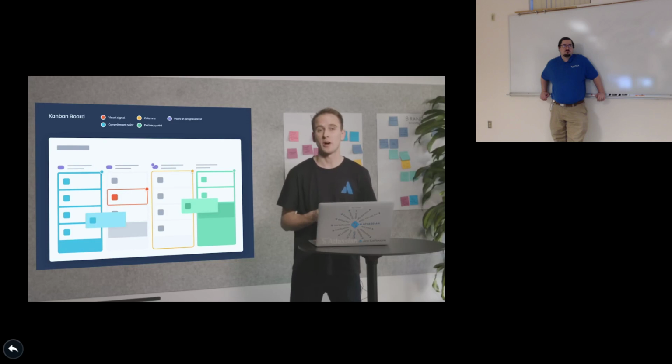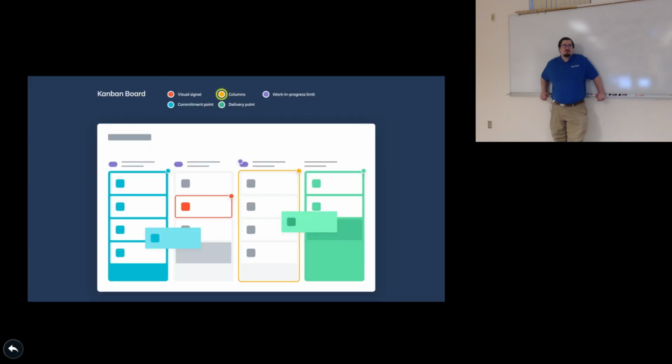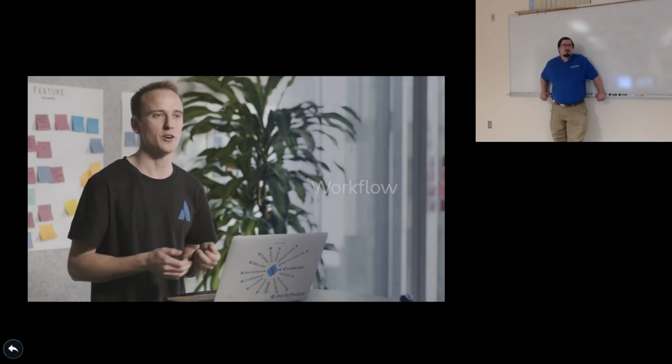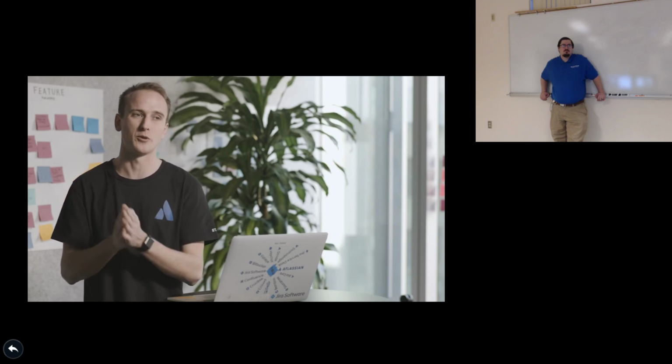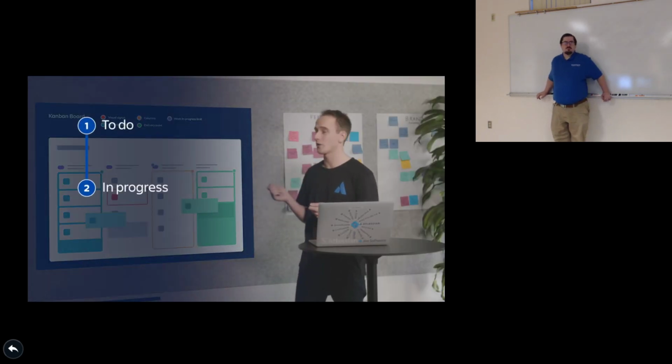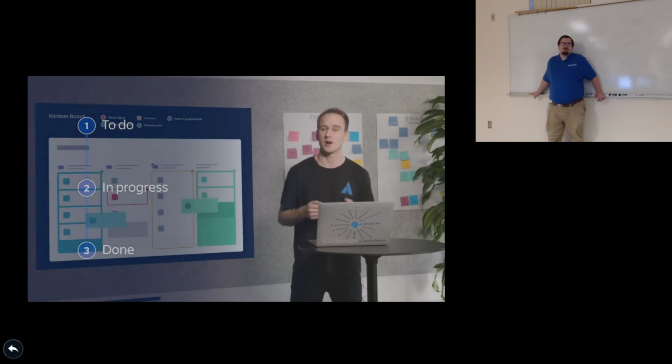Another hallmark of the Kanban board are the columns. Columns represent a specific activity that together compose a workflow. Cards flow through the workflow until completion. Workflows can be as simple as to do, in progress, and done, or much more complex.